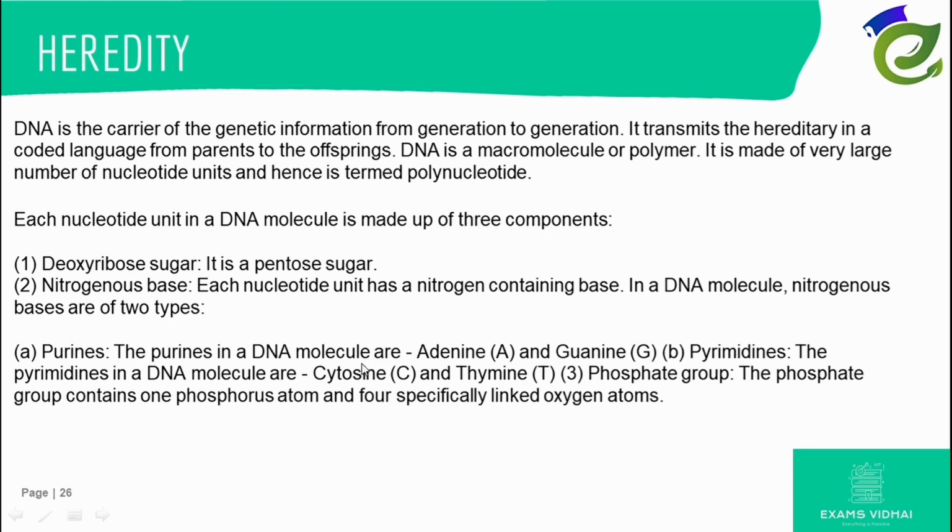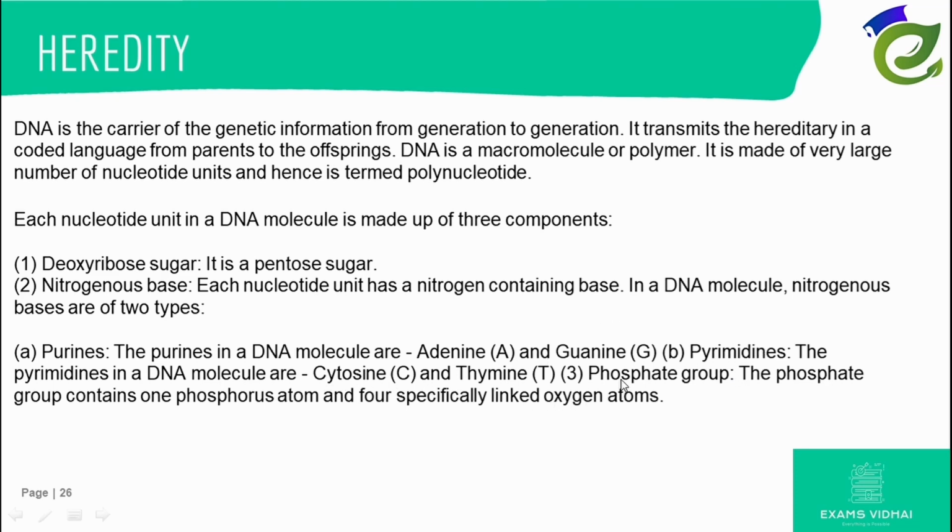First, purines. What are purines? Adenine and guanine. Remember, this is one of the important questions you might be asked in your examination. Purines in a DNA molecule are A and G, adenine and guanine. Next, pyrimidines. Pyrimidines are C and T, cytosine and thymine. And the third one is, after deoxyribose sugar, nitrogenous base. In this nitrogenous base you have studied purines and pyrimidines. Purines are adenine and guanine, while pyrimidines are cytosine and thymine.